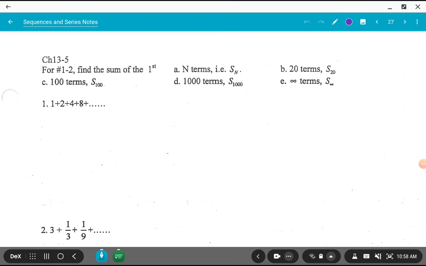Welcome to our lesson on geometric series. Today we're going to be looking at how a geometric series can go one of two ways. Let's take a look at our first two examples and just examine those two ways.